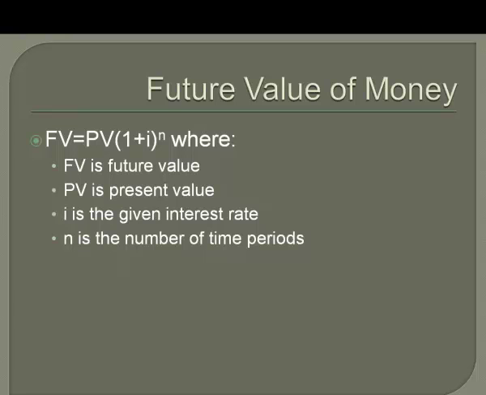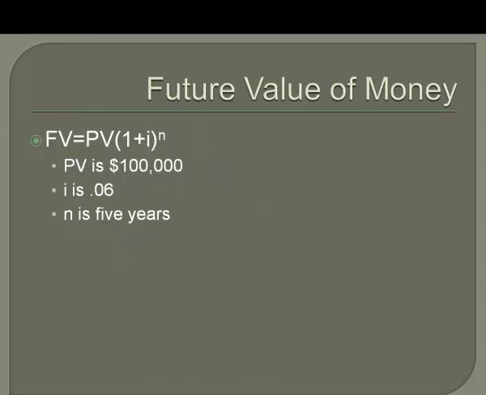So the formula reads: future value equals your present value times 1 plus the interest rate to the power of n, where n is the number of time periods. What this formula is basically trying to determine is, should we invest in your project or should we put the money in the bank? So let's take a look at the formula in action.